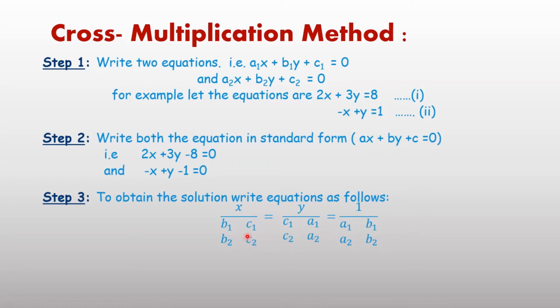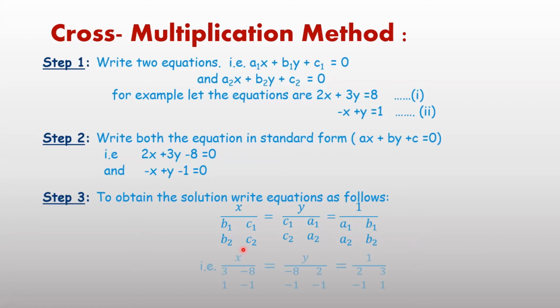One more thing you can observe. In the second column, c1, c2 is written. In the denominator of y, it will start from c1, c2, which is the second column, yes, c1, c2. In the denominator of y, it is the first column. And then a1, a2, and the second column, b1, b2. So remember again, x upon, except the coefficient of x, you will write b1, b2, c1, c2. Y, c1, c2, a1, a2, and constant 1, a1, a2, and b1, b2.